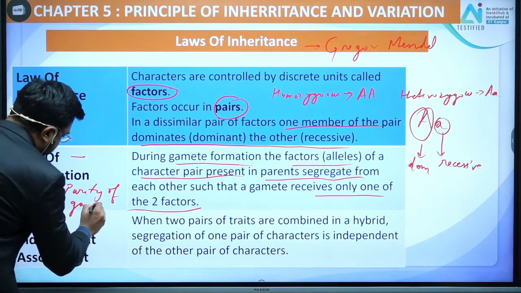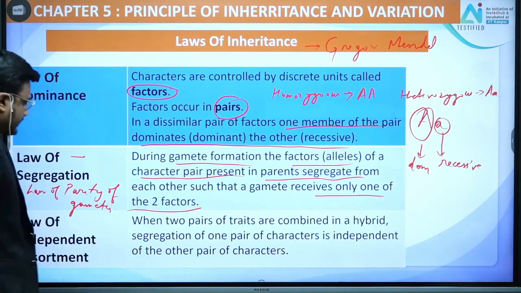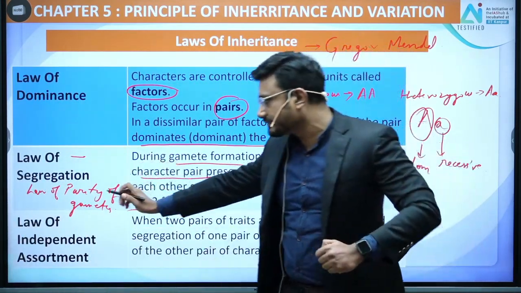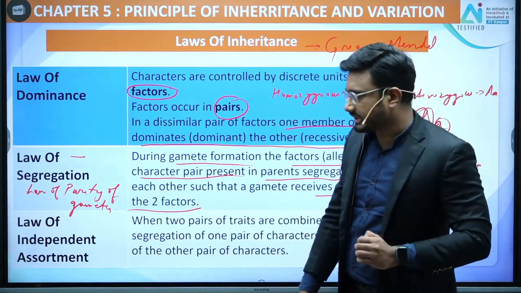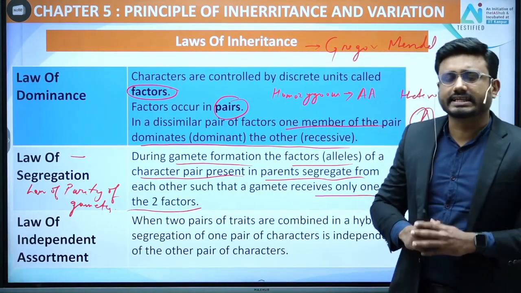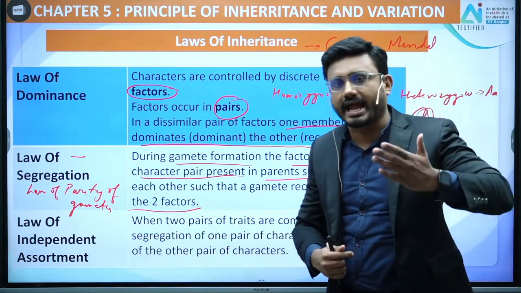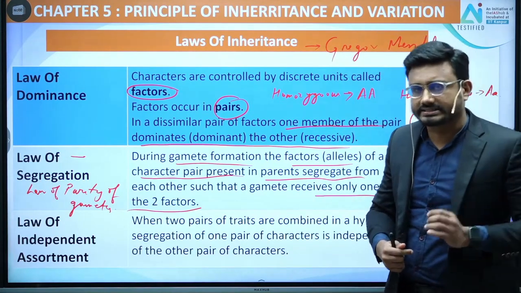So this is very important. A question can come that which law is known as the law of purity of gametes. The correct answer would be the law of segregation. And this law of segregation was explained with the help of the monohybrid cross, in which the parents had a single pair of contrasting trait.